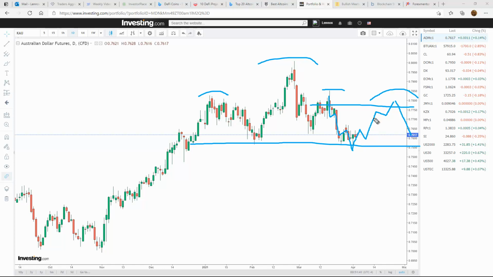So a move up for the Australian dollar. So strengthen the Australian dollar, and if that's so, that would mean weakness in the US dollar. So we'll see how that plays out with the euro and the GBP and the New Zealand. If we get strength in those, then we're going to be getting weakness in the US dollar.